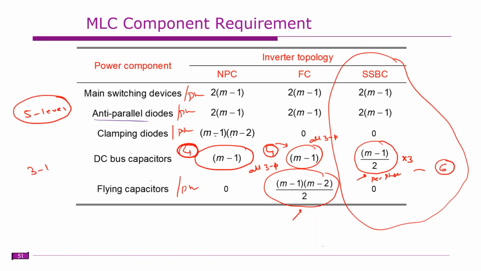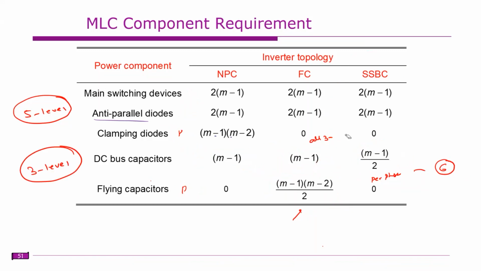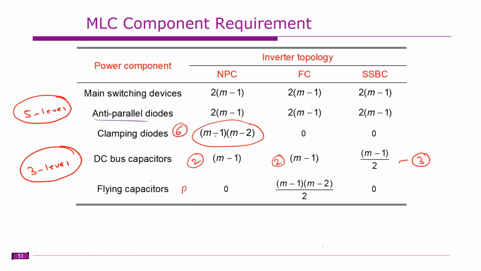In case of 3 level, more or less all require the same number of components. For example, in case of this clamp, you require 6 additional diodes. How many DC sources? 3 isolated DC sources, but here you require only 2 DC sources. This also requires 2 DC sources, and this one you may require for this 3 level, right?